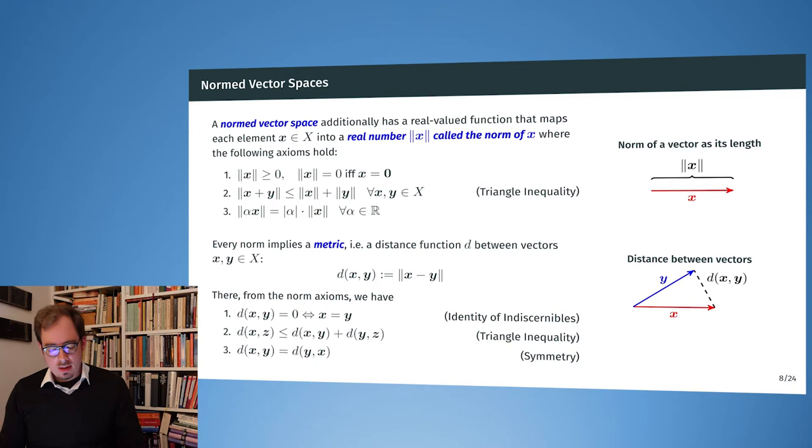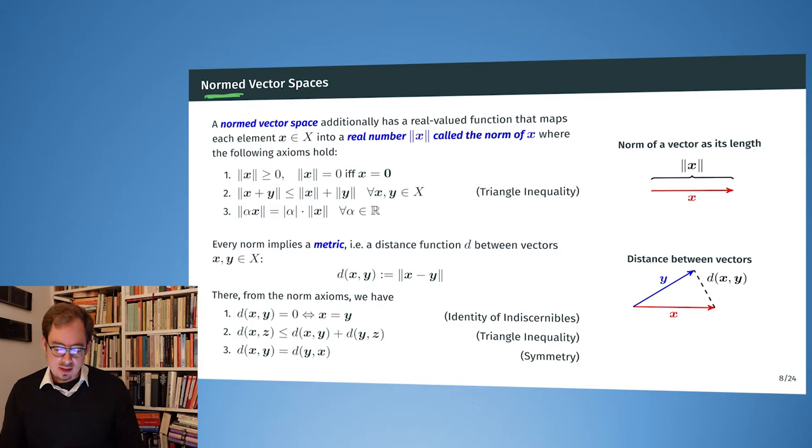Okay, so we saw vector spaces, addition, multiplication, and so on. And what we are adding now is a notion of distance. And for this, we define norms. So a normed vector space is a vector space in essence, and in addition has a real valued function that maps every element to a real number. And we call that the norm when it holds a couple of axioms. We can think about the norm as a length. We want to describe the length of a vector, and for that we have the norm.